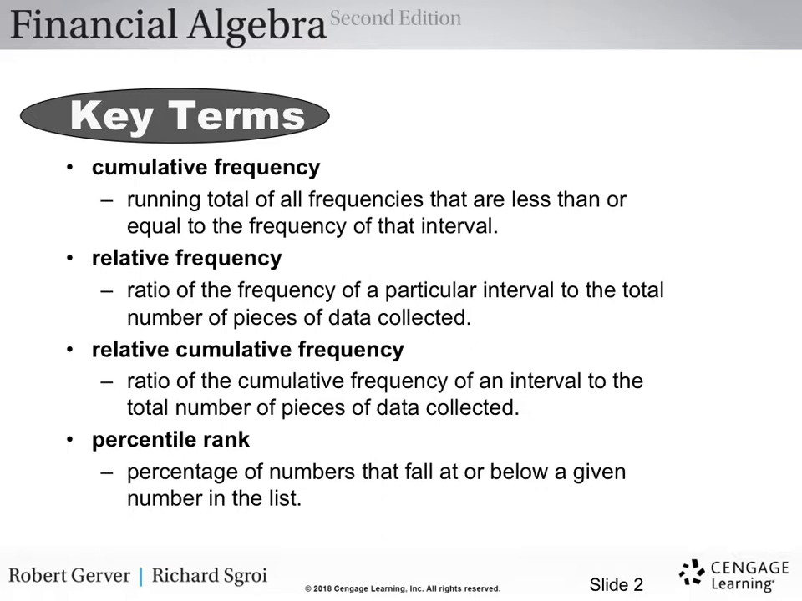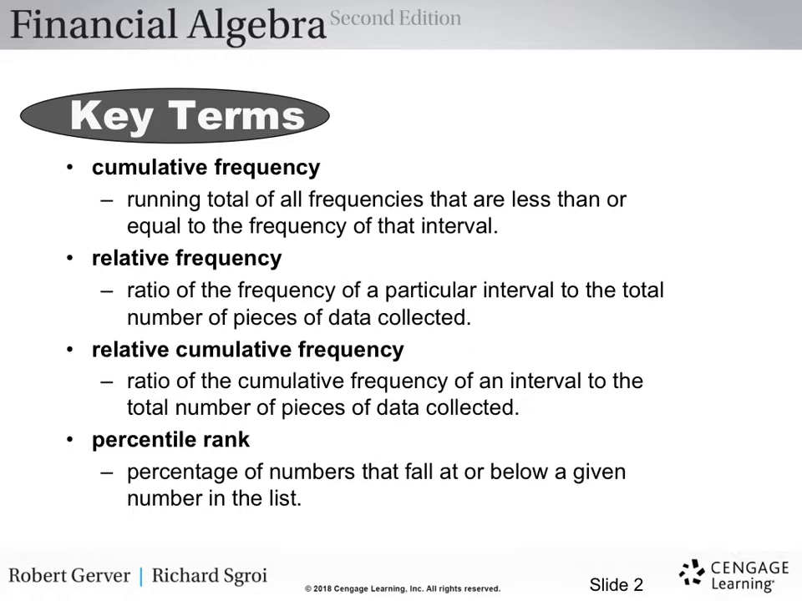The next is relative cumulative frequency. Now this is the ratio of the cumulative frequency of an interval to the total number of pieces of data collected. Notice the difference between relative cumulative frequency and relative frequency. Relative frequency is the ratio of the frequency of a particular interval to the total number of pieces of data. Relative cumulative frequency is the ratio of the cumulative frequency of an interval to the total number of pieces of data collected.